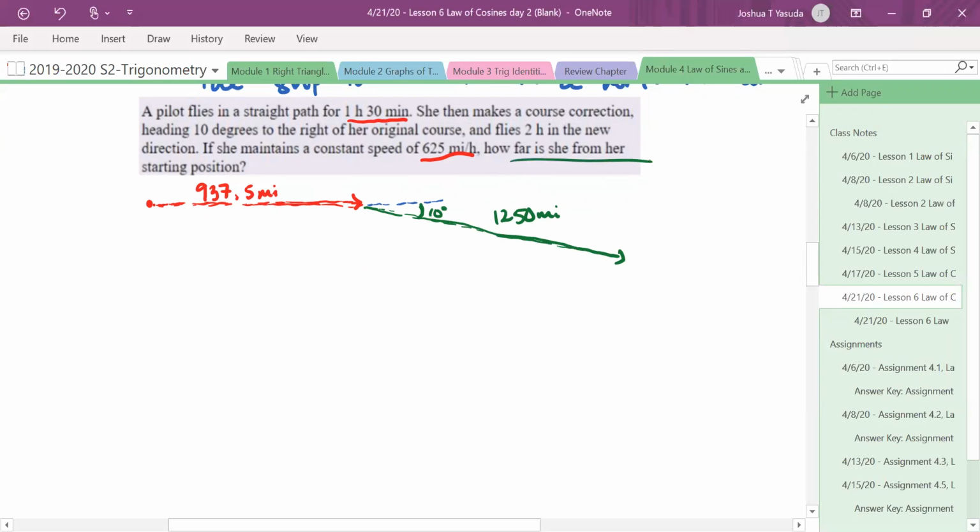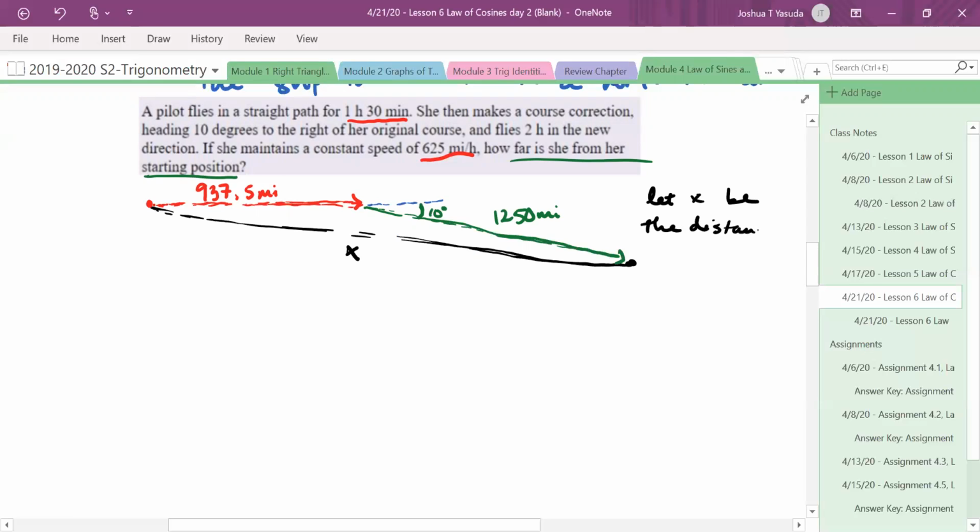How far is she from the starting position? That's going to be this right here, from the starting position all the way to where she is. Okay, there we have it. We have a triangle. How far is she? This is x. That's not too bad. Let x be the distance away from the start.